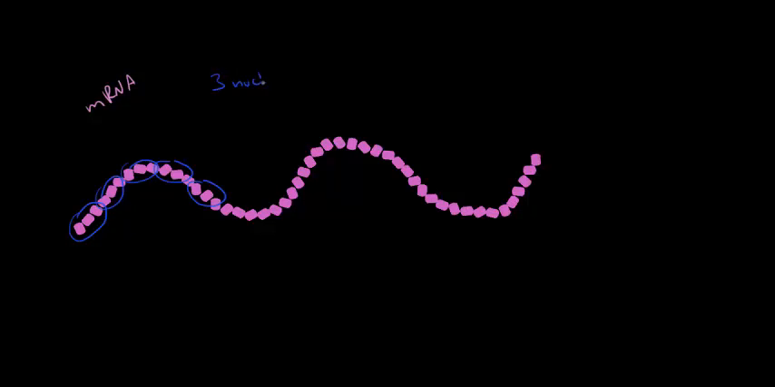So 3 nucleotides, or 1 codon. A codon is simply 3 nucleotides. Code for 1 amino acid. And what we want to do is we want to read this piece of mRNA and put together all the amino acids that it codes for in the precise order that they're coded for to make a polypeptide.